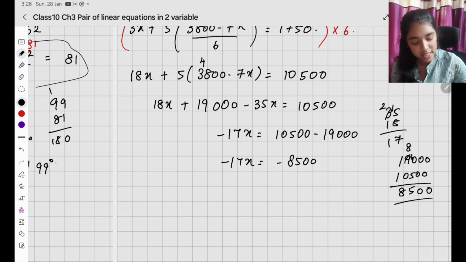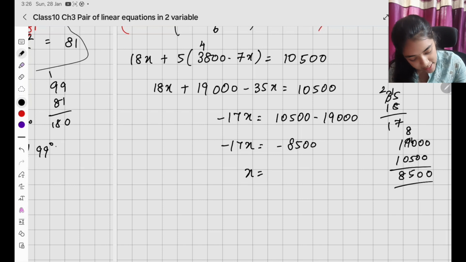Because there is a minus on the bigger number, right? So from here the minus gets cancelled, because cost cannot be negative. So the minus gets cancelled, check that.